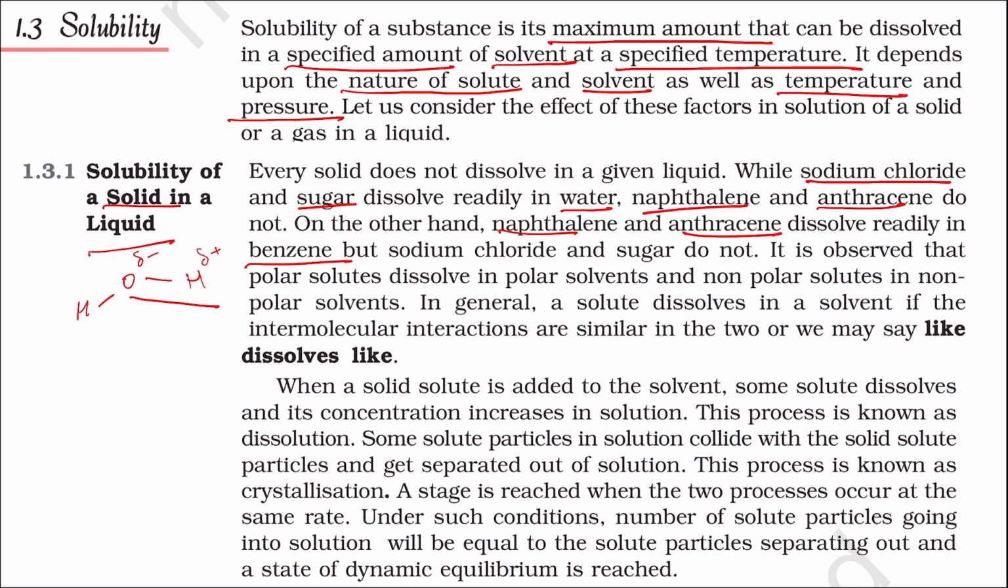So this kind of solvent, a polar solvent, will dissolve sodium chloride and sugar. But in benzene there are carbon-carbon bonds and carbon-hydrogen bonds, and the electronegativity difference between carbon and hydrogen is not sufficient to cause polarity in the bond, because of which these bonds are non-polar. These non-polar solvents will dissolve organic compounds like naphthalene and anthracene. So, it is observed that polar solutes dissolve in polar solvents and non-polar solutes in non-polar solvents.